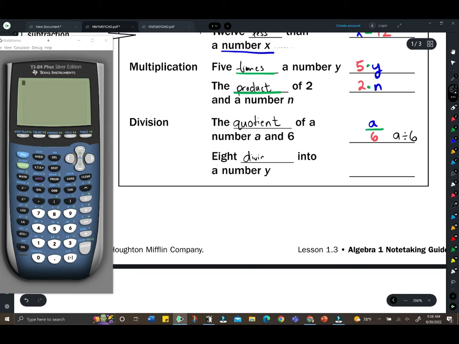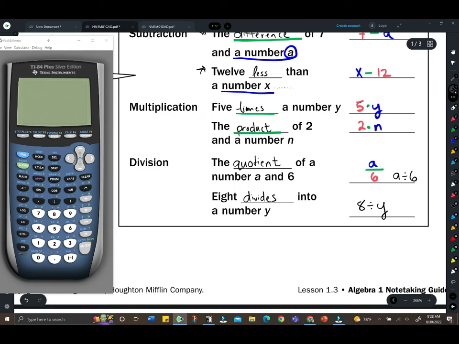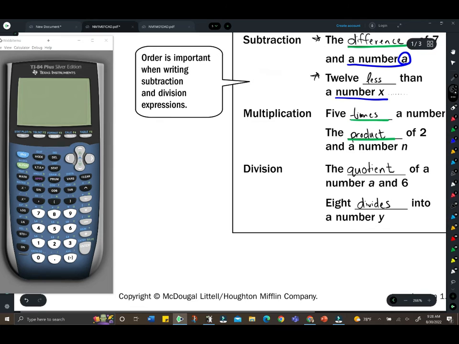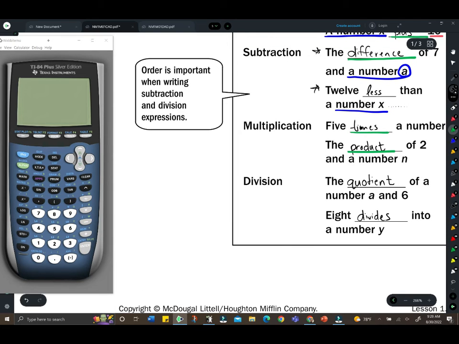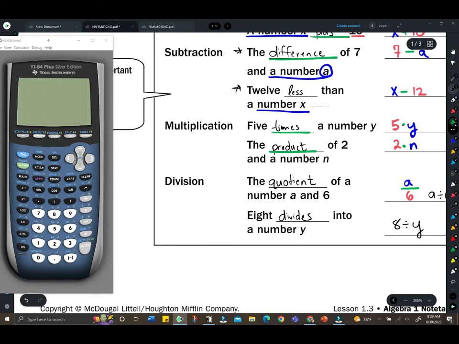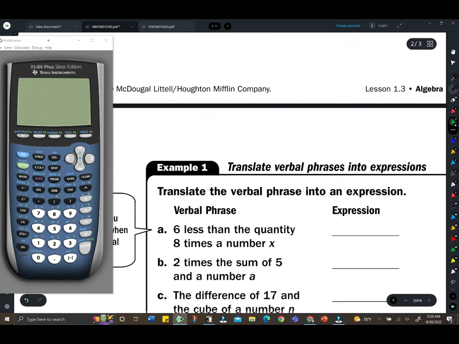8 divides into a number y is also another way. So 8 divides into a number would be 8 divided by y. Okay, so just know those different terms as far as what means what, and make sure you are careful with writing order of subtraction and division problems.